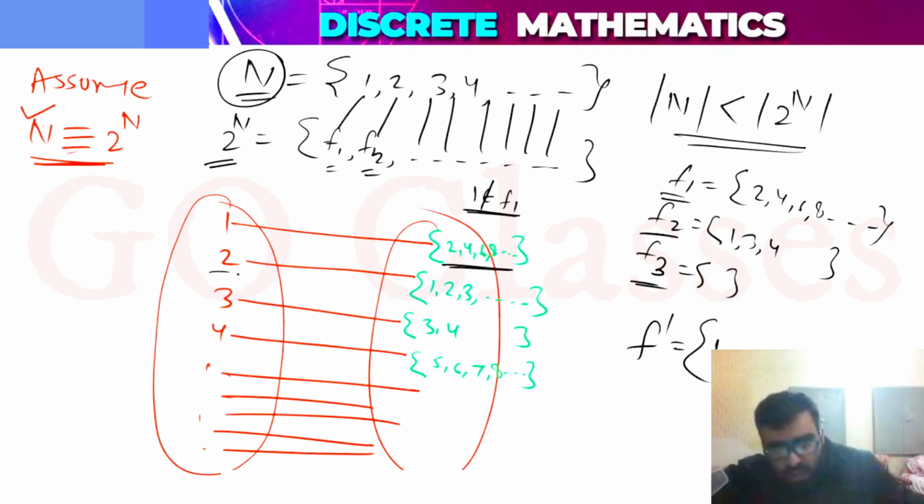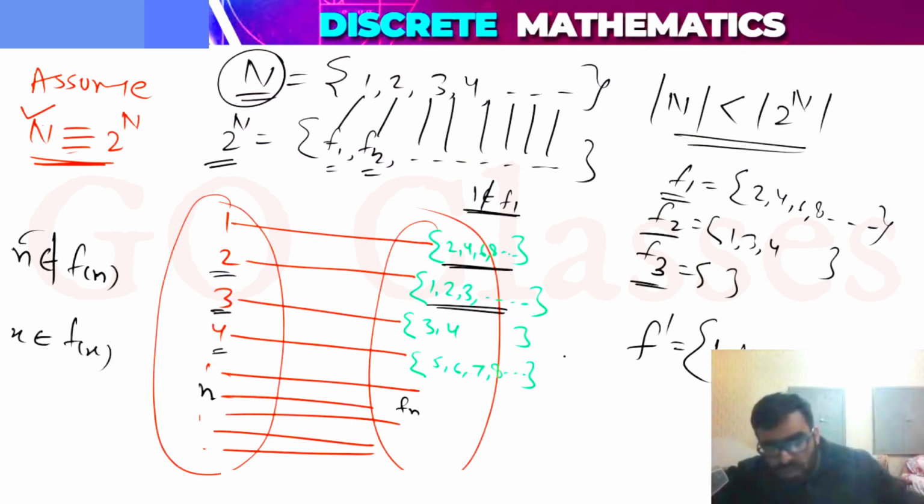Now 2 is present in f2, so I will not take 2. Similarly, 3 is present in f3, so I will not take 3. 4 is not present in f4, so I will take 4. Like this I will do. Basically, I will take those natural numbers n which are not present in fn. So if n is not present in fn, then I will take this n. And if x is present in fx, then I will not take x. Like this I am doing.